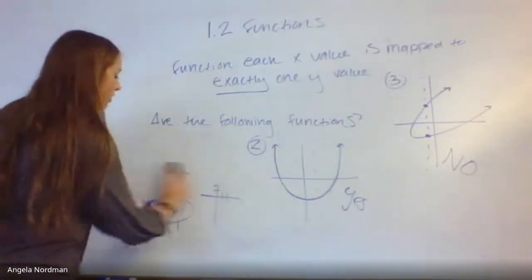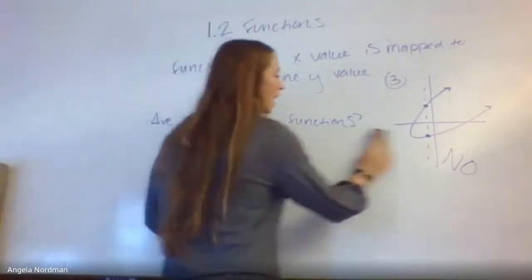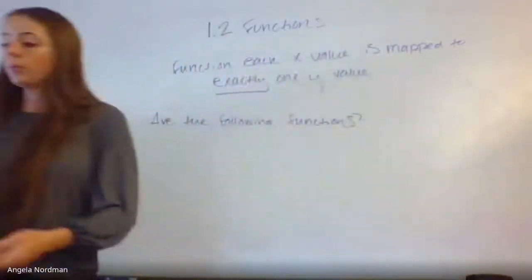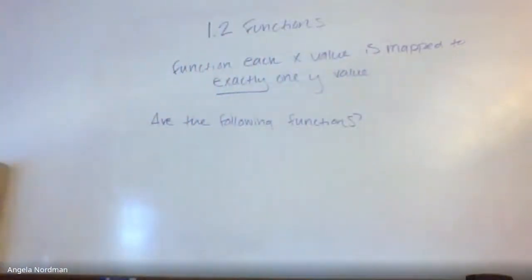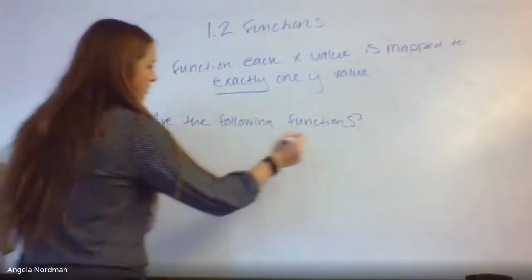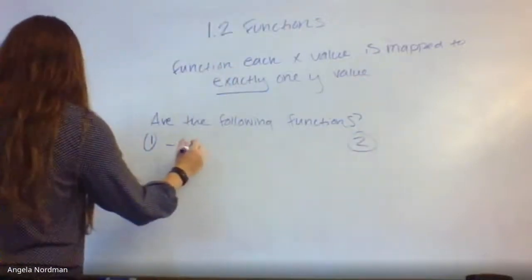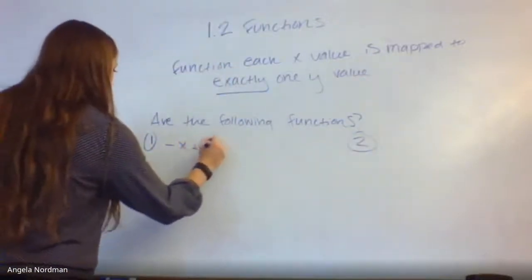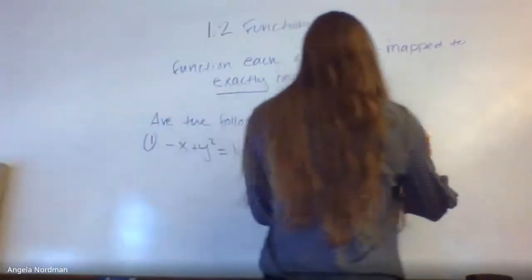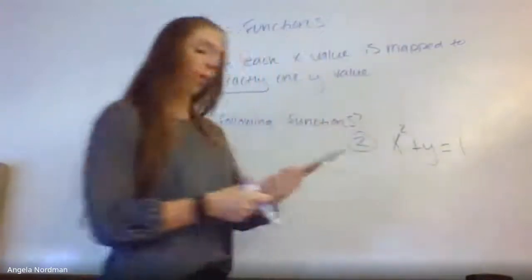So what we also need to know is how do we determine whether or not something's a function algebraically, because we're not always lucky enough to get a graph. So when we look algebraically, I'm going to show you exactly 2 different scenarios. The first scenario is negative x plus y squared equals 1. The second, x squared plus y equals 1.